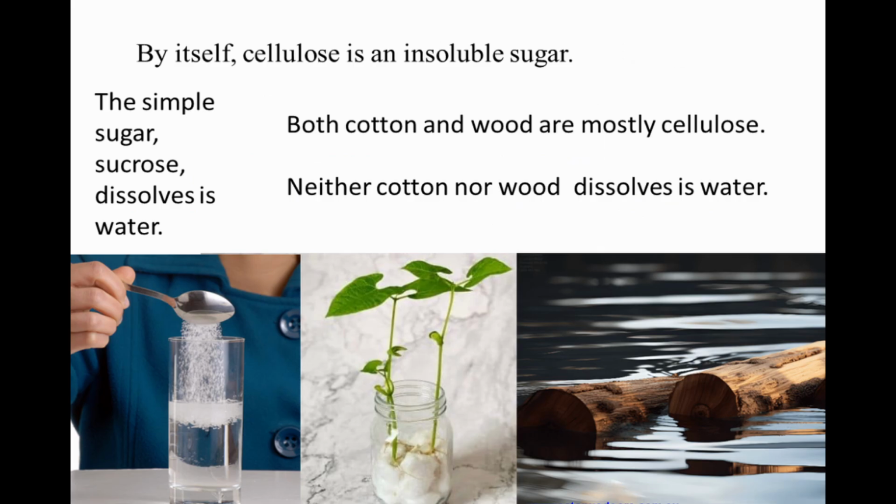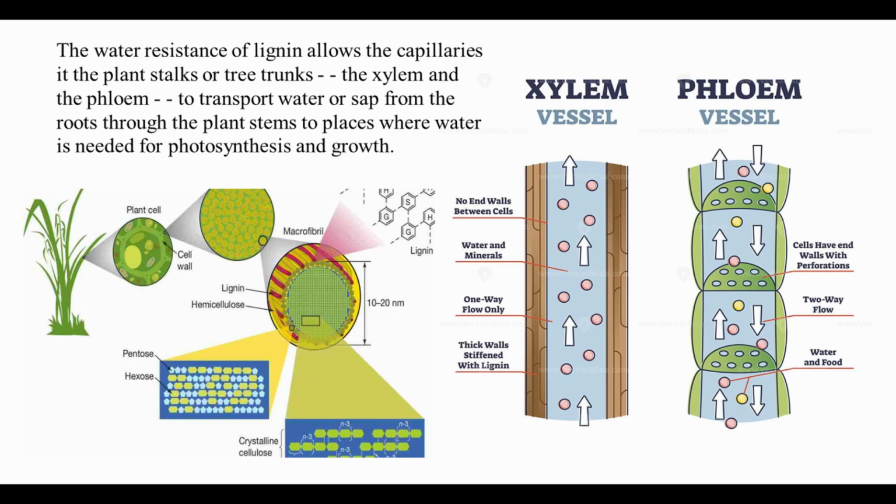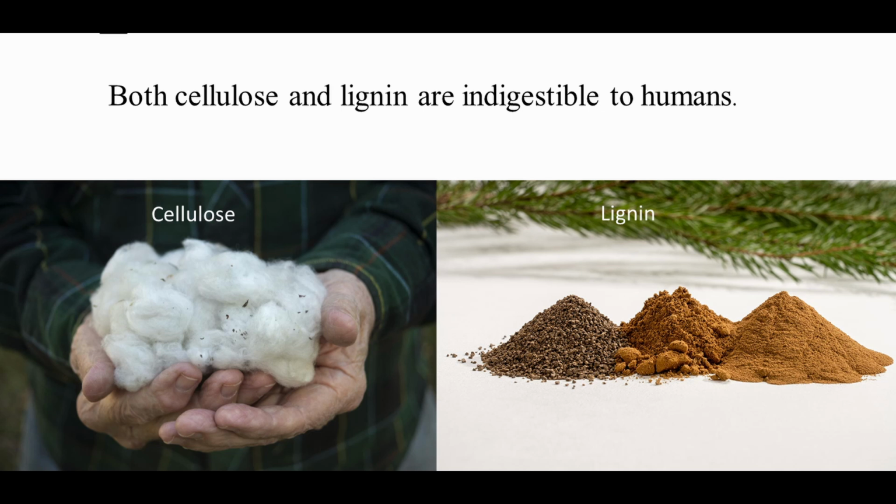By itself, cellulose is an insoluble sugar. The lignin in the cellulose makes the cellulose even more water-repellent and water-resistant. The lignin allows leaves and bark to shed water. The water resistance of lignin allows the capillaries inside the plant stalks or tree trunks, the xylem and the phloem, to transport water or sap from the roots through the plant stems to places where water is needed for photosynthesis and growth. Both cellulose and lignin are indigestible to humans.